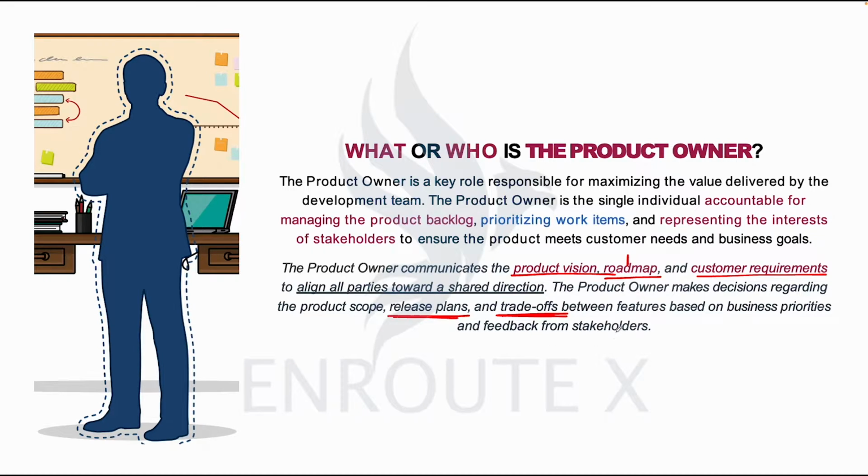So the product owner clearly has a lot of duties as regards business priorities, aligning the features to meet what the business priorities are, and aligning them also to meet what the requirements or feedback from the stakeholders are as well.